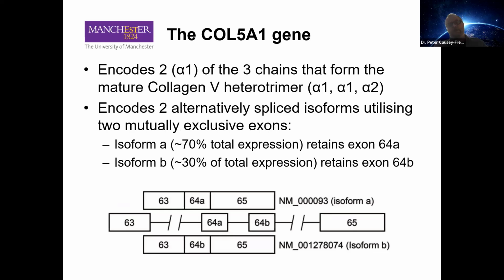Well, COL5A1 actually encodes two proteins, protein variant 1 and protein variant 2. The protein isoform A has around 70% of expression, and that retains exon 64A, whereas isoform B actually has an independent exon. So it skips exon 64A and chooses a different exon in the gene. Those exons are not overlapping.